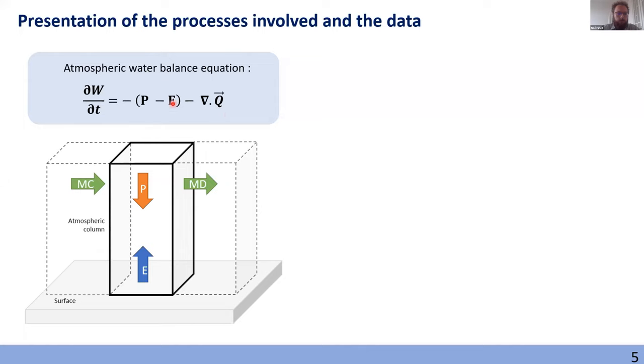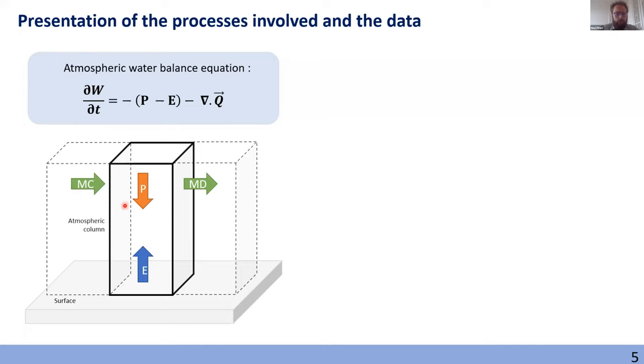To visualize this equation, let's consider a column of air that extends from the surface to the top of the atmosphere, in which water can enter through the evaporation process. Then the water vapor can be transported from one column to another, which is characterized by the moisture convergence or divergence. And to close the loop, the water vapor can leave the column through the precipitation process.